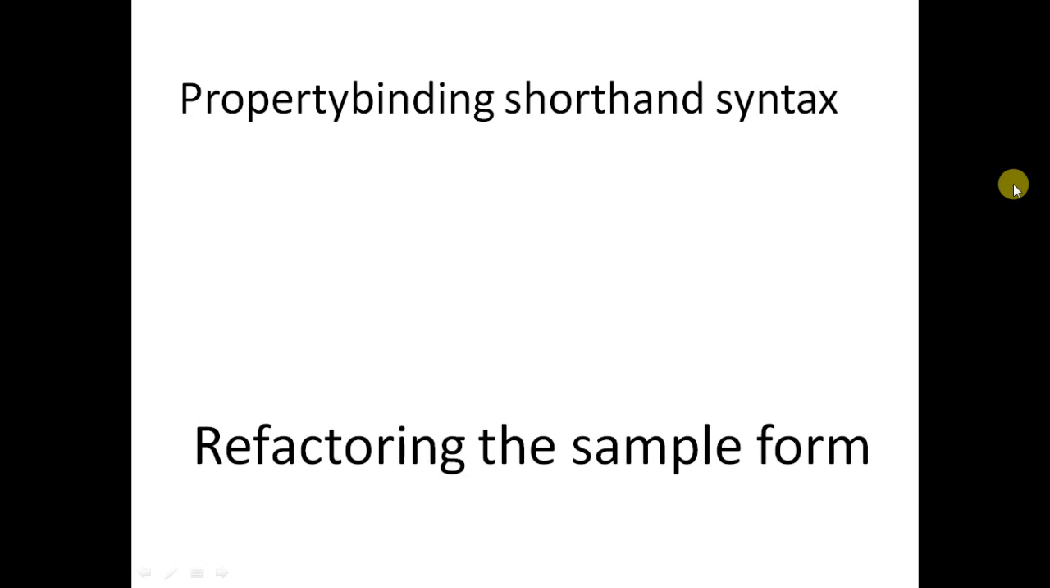Now, property binding shortened syntax. Because the value you assign to the name directive is a string literal, you can use the shortened syntax and omit the square brackets around the attribute name.